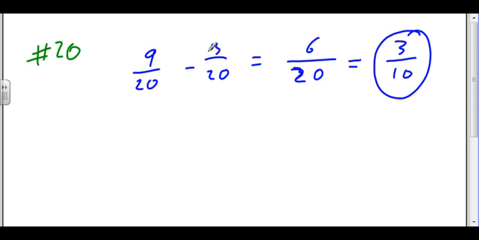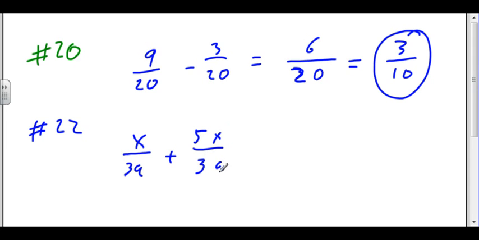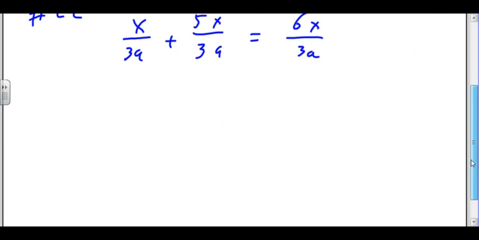Let's see. We need one that's harder. I don't see anything hard on any of these pages so far. Okay, so 22: x over 3a plus 5x over 3a. These are the problems that should be on the test, right? 6x over 3a. So the denominator stays the same. The numerator, which is the number guy on the top, we add those together.